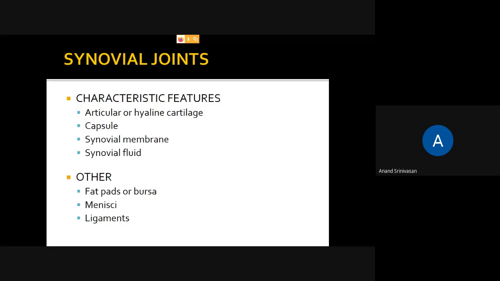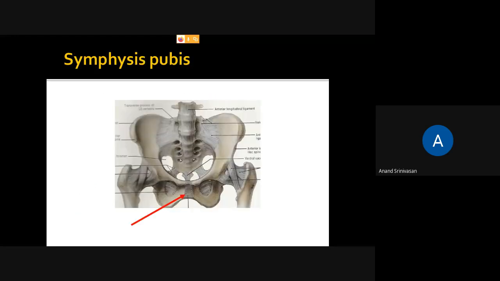The next, any doubts in this cartilaginous joint? Yes, tell me. What happens when we apply CPR to the cartilage's joints? Your voice is breaking. Can you please repeat your question?